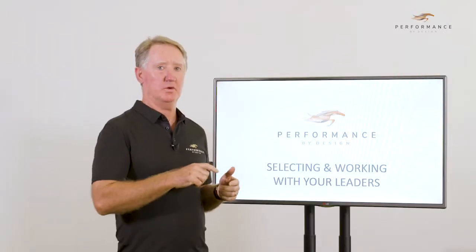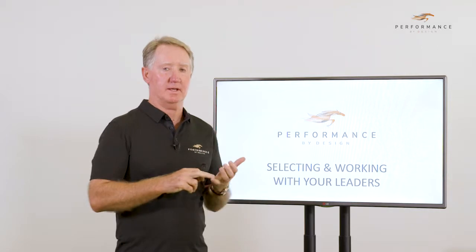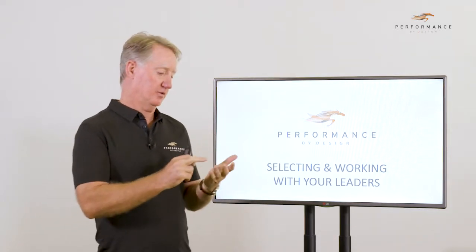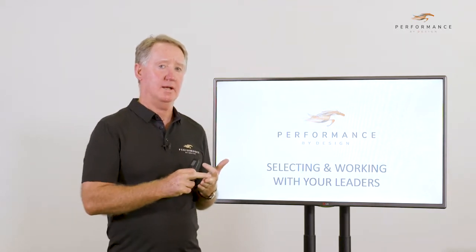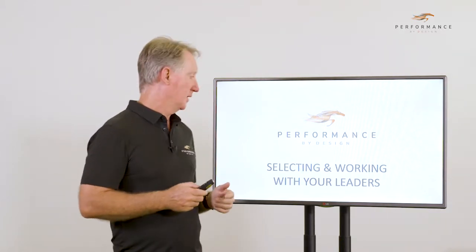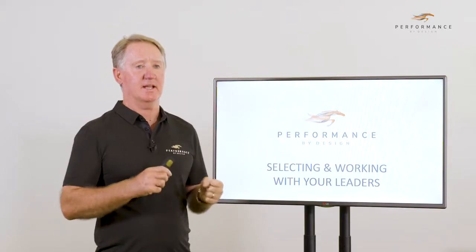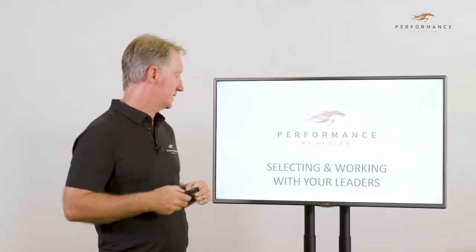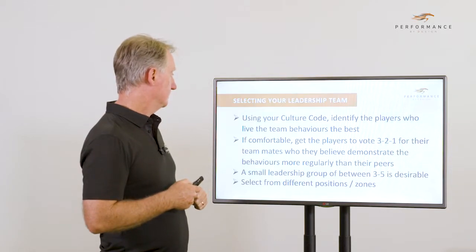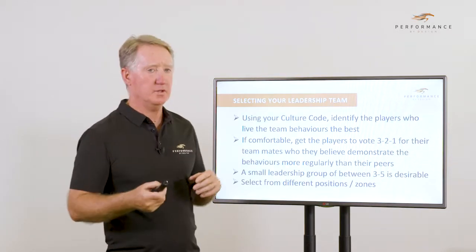So as we work our way through the culture code system, we look at the principles that underpin it, we looked at our values and behaviours, we've looked at real talk and how we conduct conversations. The next step, and this again is one of the critical steps, is making sure that you get the right leaders for your team. How do you do that?